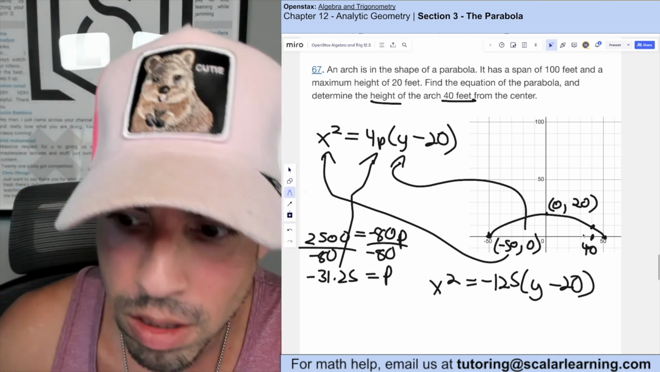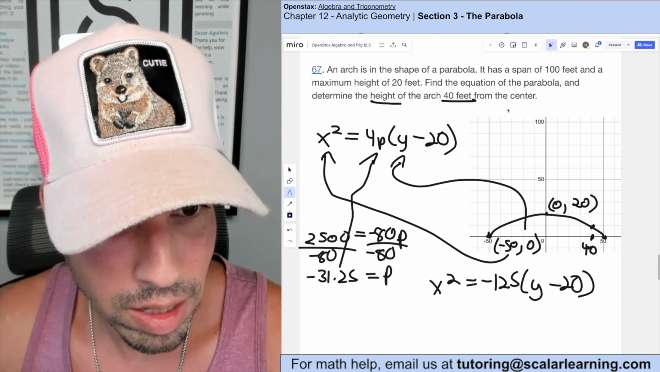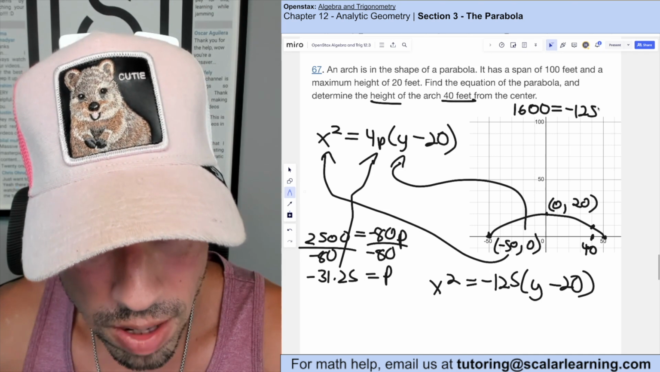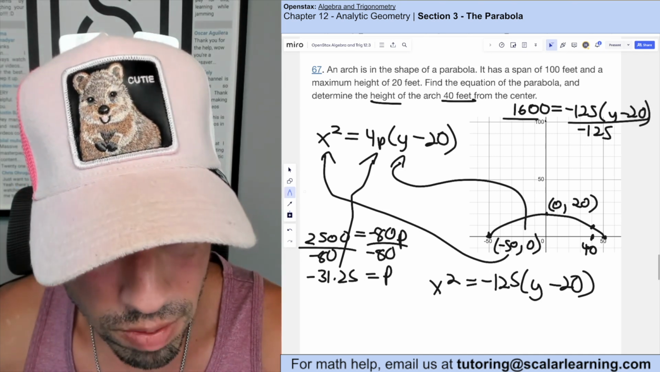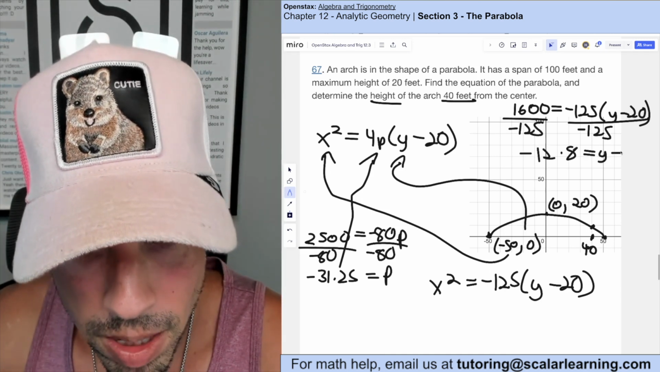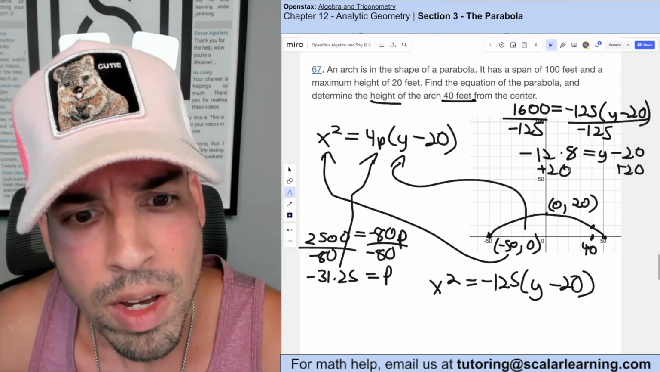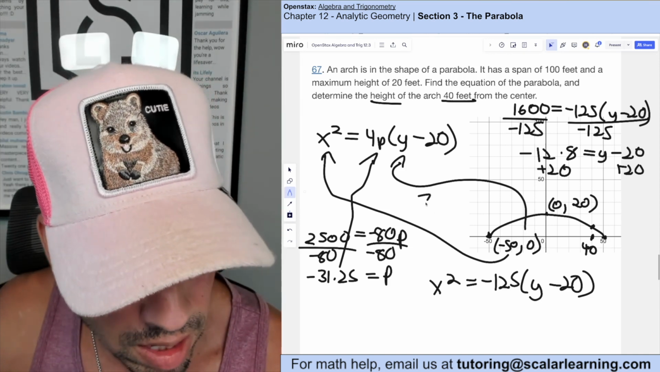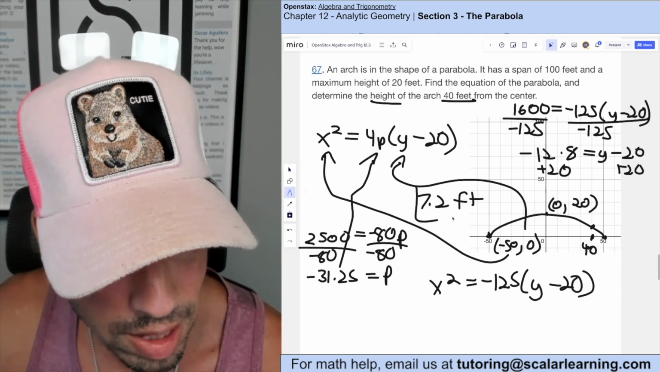The last part is now we have to plug in 40 for x and solve for y. So 40 squared is 1600, equals negative 125 times y minus 20. We're going to divide both sides by negative 125, and we get negative 12.8, and that equals y minus 20. Last step, we add 20 to both sides like so, and we get positive 7.2. So we will say it has a height of 7.2 feet, 40 away from the center. That's how you do it.